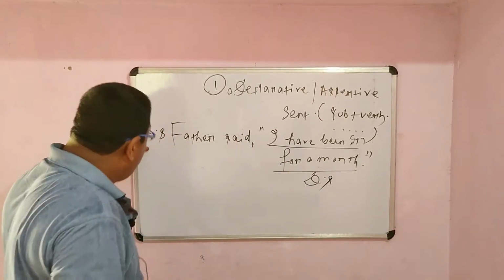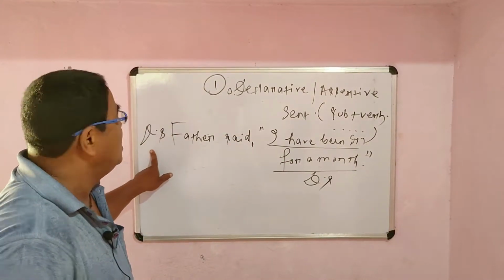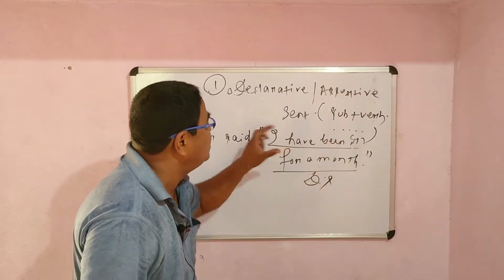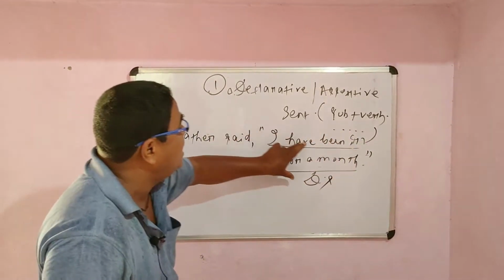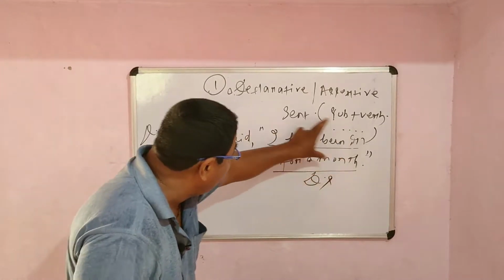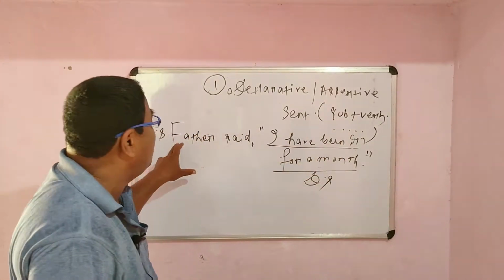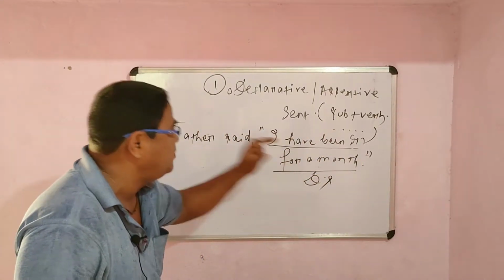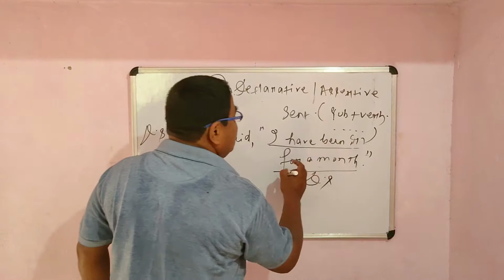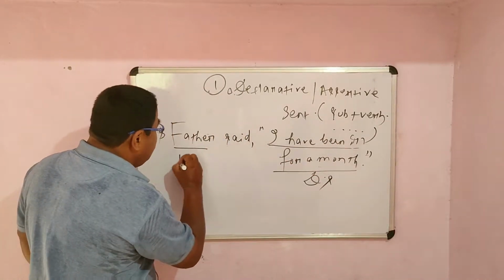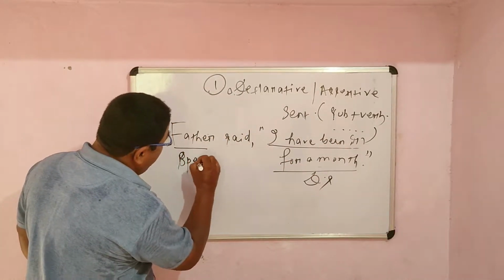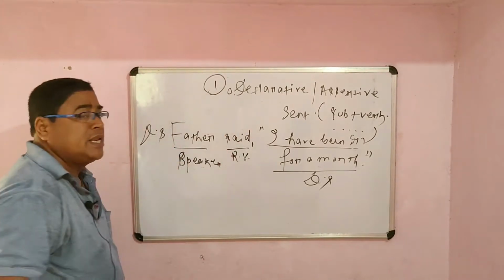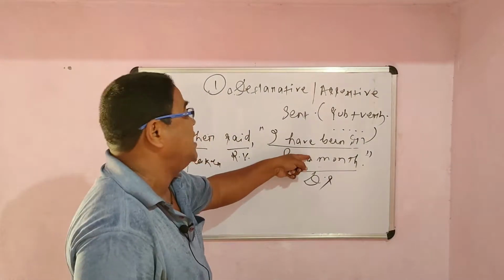The entire sentence is loosely called direct speech because the words of the father here are kept within the inverted commas. So this particular portion, with the words of the father kept within the inverted commas, is called direct speech: I have been ill for a month. And father is the speaker or reporter. Father is the original speaker or reporter. Said is the RV, the reporting verb.